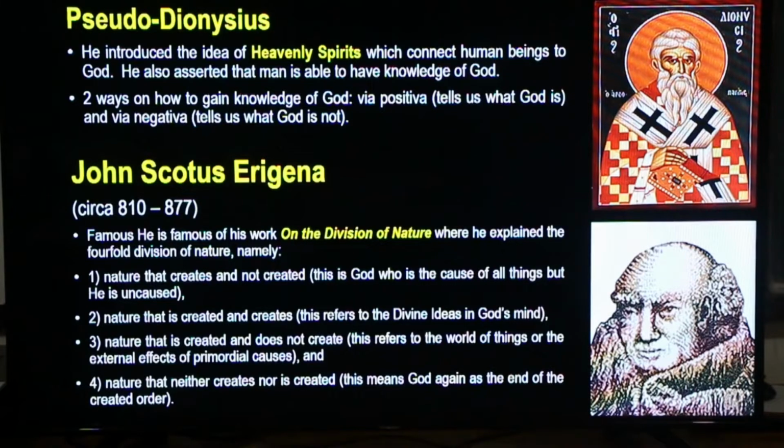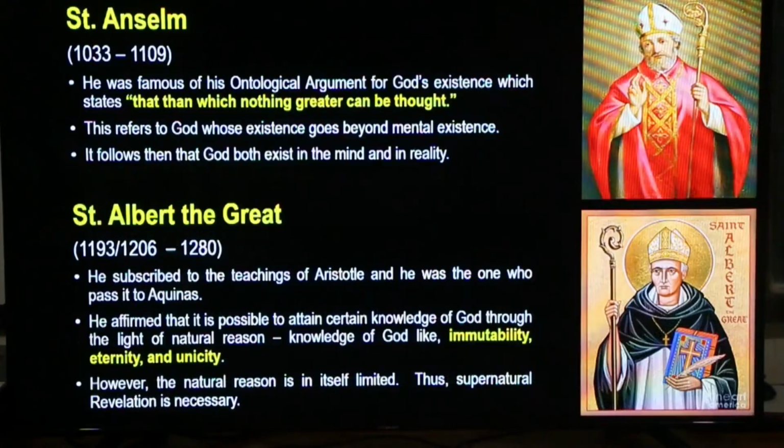Another philosopher is John Scotus Erigena. He is famous for his work on the division of nature, where he explained the fourfold division of nature, namely, nature that creates and is not created, nature that is created and creates, nature that is created and does not create, and nature that neither creates nor is created. And man belongs under nature that is created and does not create. This refers to the world of things and the external effects of primordial causes.